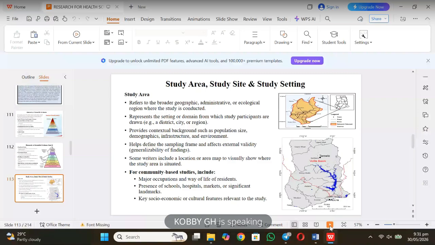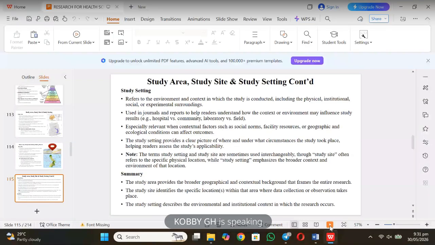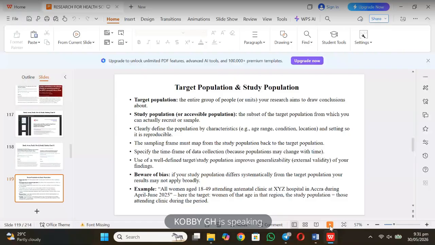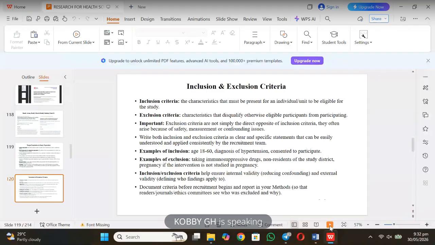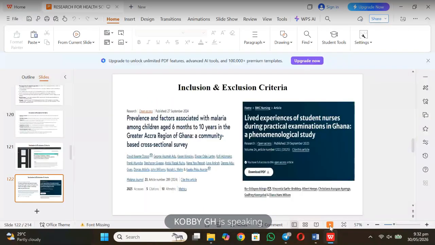Then again, when we say target population, at least know what it means. When we say study population, basically just know the meaning. You will have some MCQ questions on that. More importantly, sample size determination.